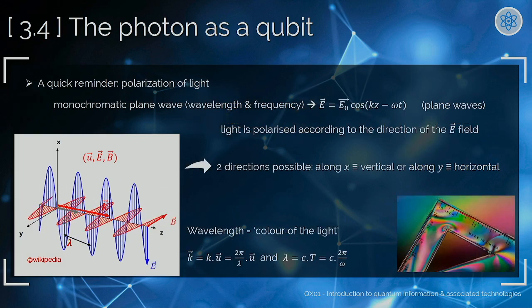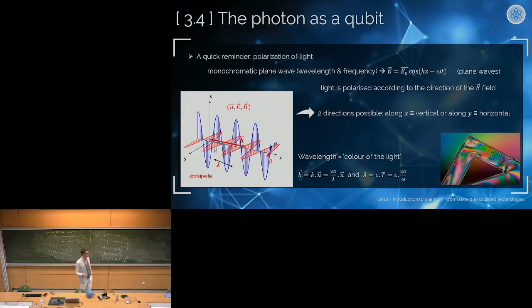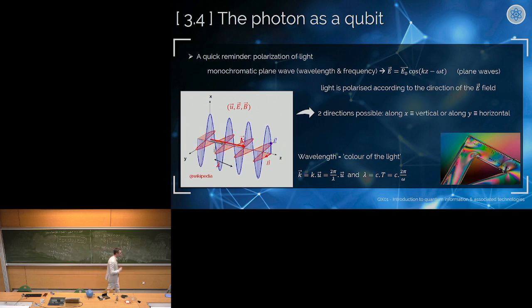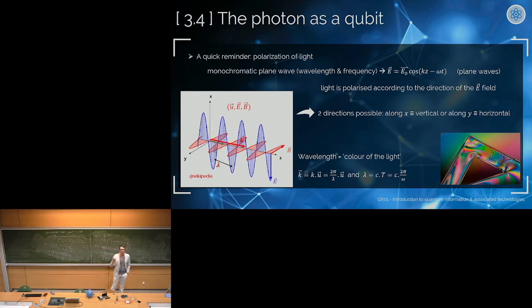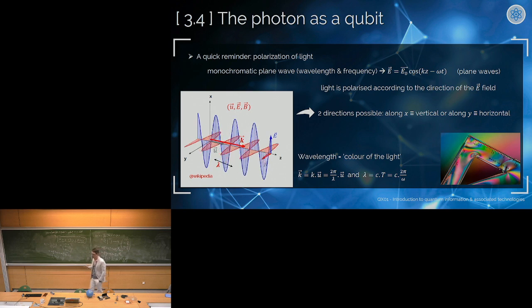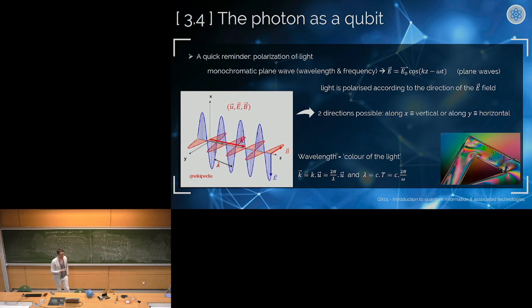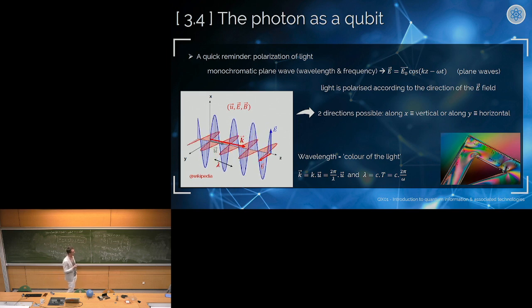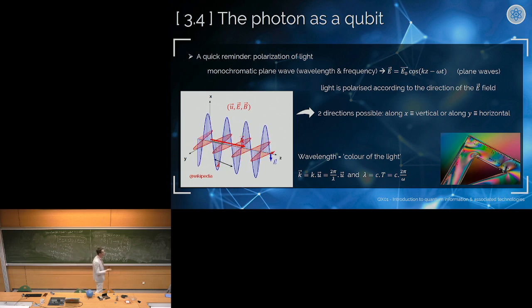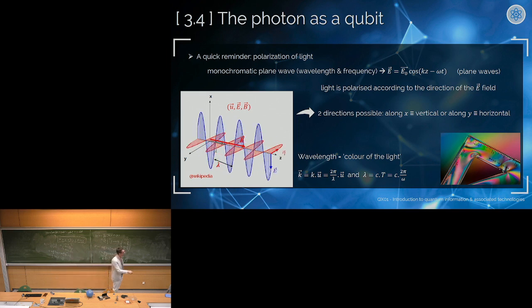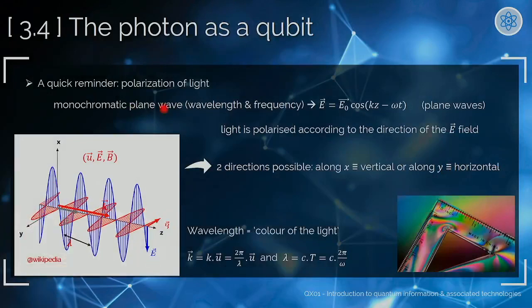And as you know, or you may have heard, light is actually polarized. So what does it mean? There's a very physical sense for that, and how we define it. So first of all, let's go back to what we said. We assume that the electromagnetic wave is a plane wave.